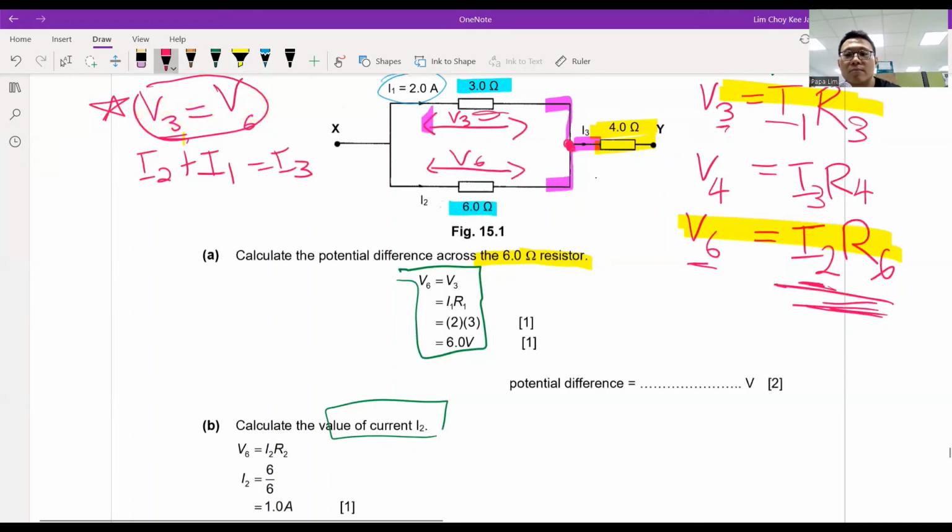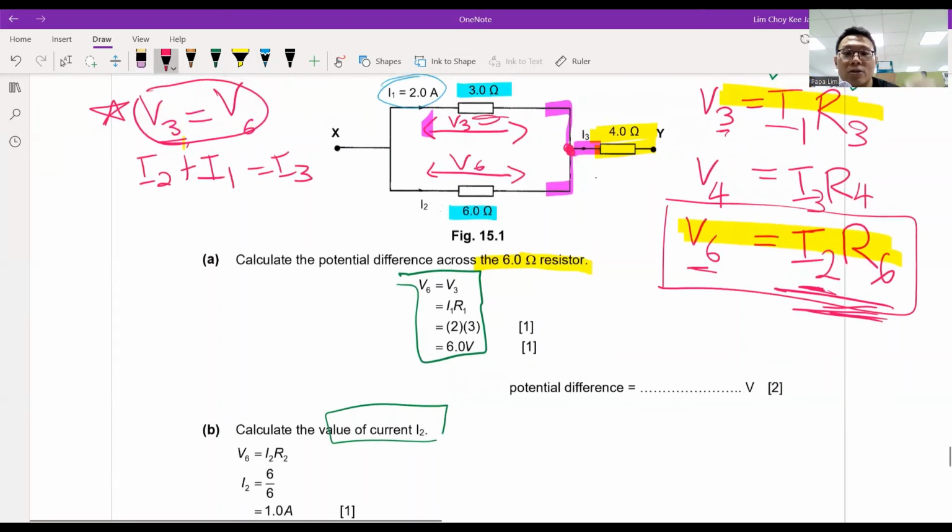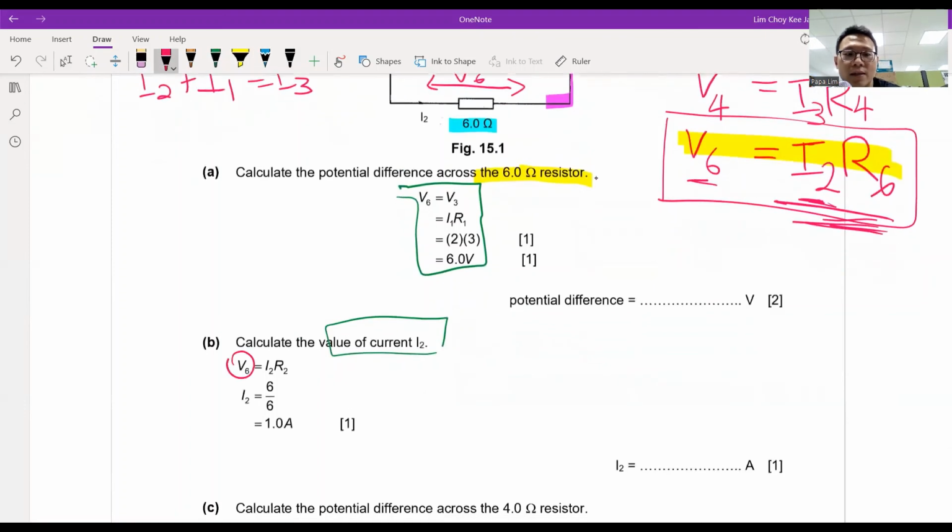Okay, I2, same thing. If I want to find I2, I can actually use this equation straight away, because now I actually have V6 already. I have V6, I have R6, which is your 6 ohm. So I can find the I2 straight away.